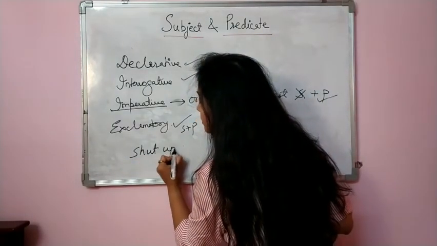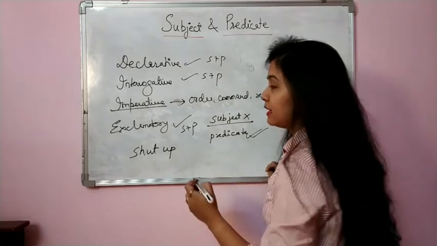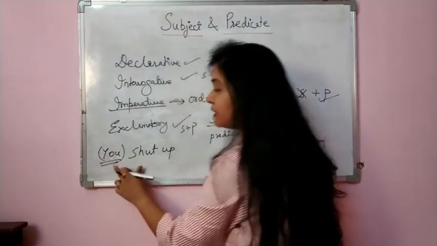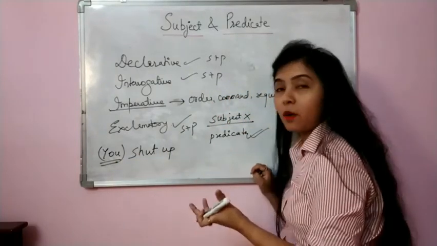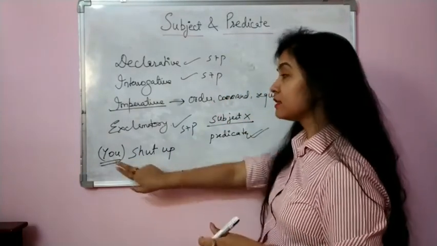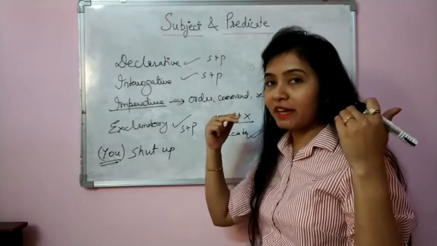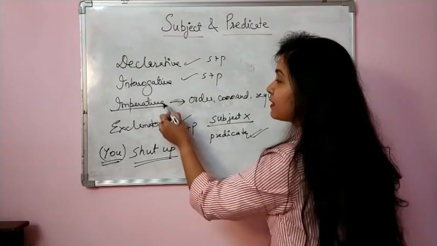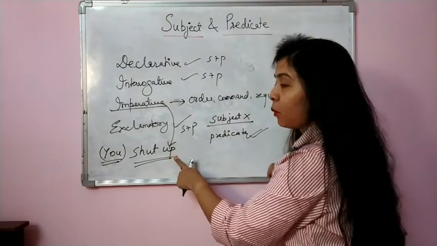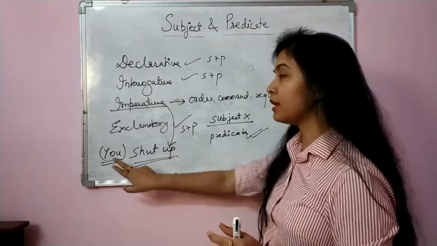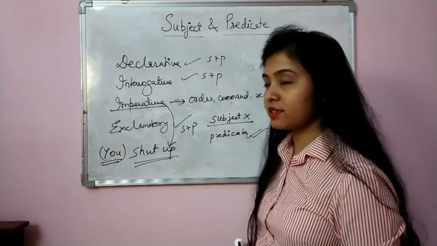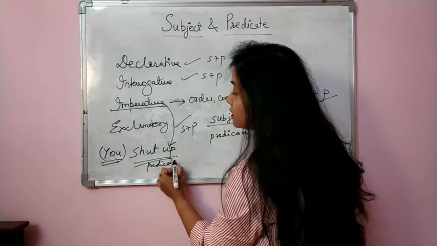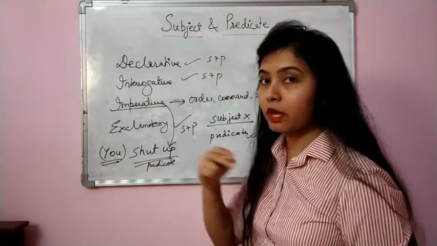Shut up. So here, "you" is understood. It is said to someone: you shut up. But this "you" has to be borne in mind and only "shut up" has to be spoken. So this is an example of an imperative sentence where we are saying "shut up" to someone and "you" is understood. तो हम सिर्फ predicate part ही बोलते हैं और सब्जेक्ट का जो पार्ट है वो दिमाग में होता है, हम बोलते नहीं हैं.